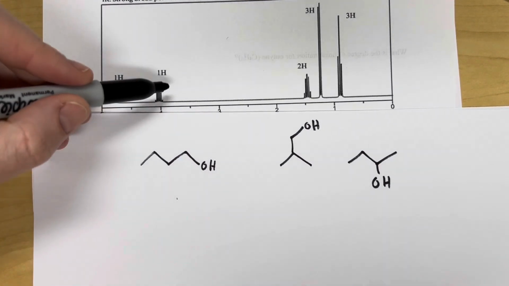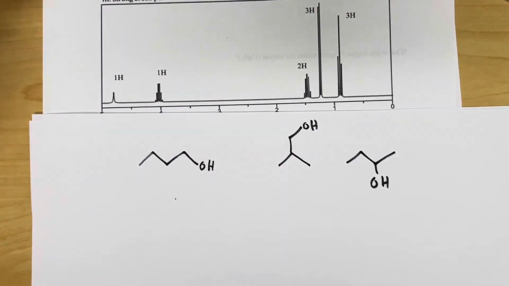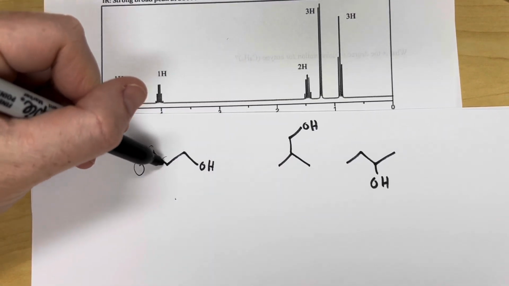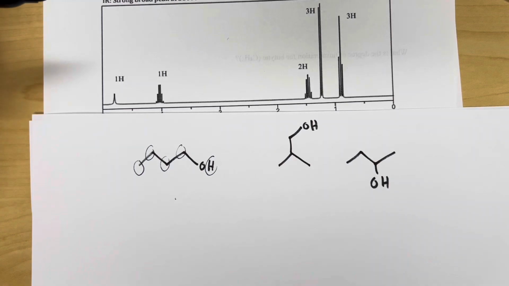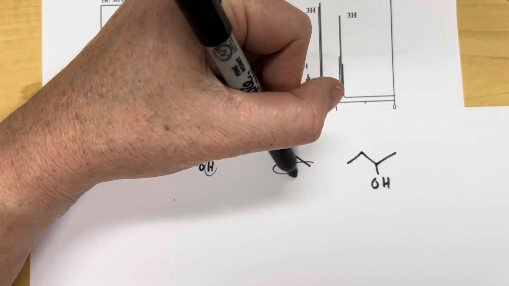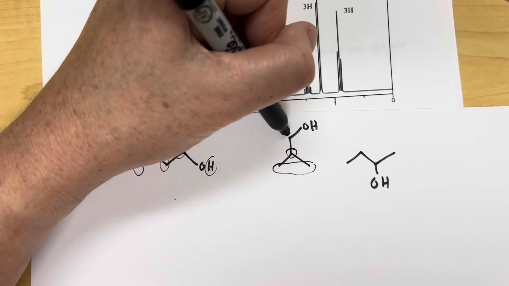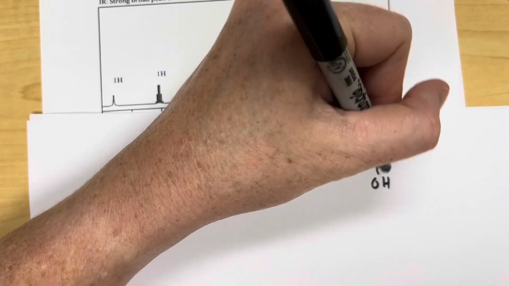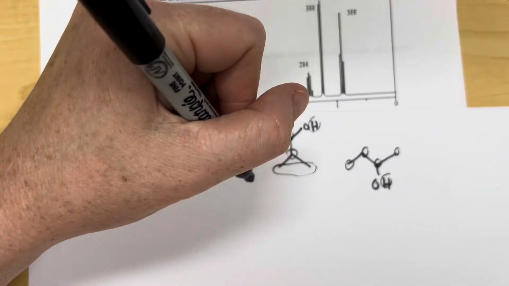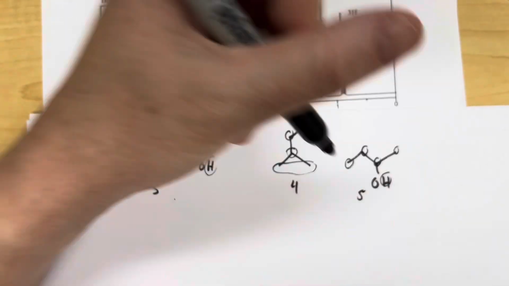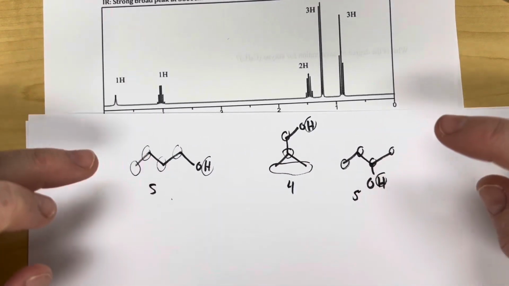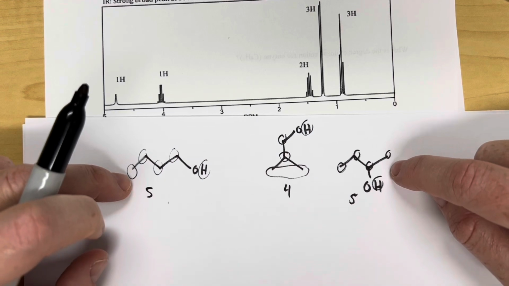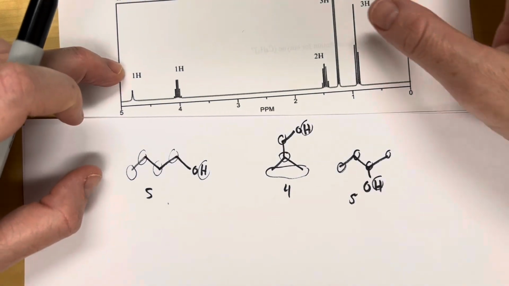But it's got 1, 2, 3, 4, 5 different groups on it. So here's 1, 2, 3, 4, 5 different groups. This one only has 1, 2, 3, 4 different groups. And this has 1, 2, 3, 4, 5 different groups. So 5 signals, 4 signals, 5 signals. So it's probably one of these 2. But let's go ahead and see which one it is. Let's build it from scratch here.